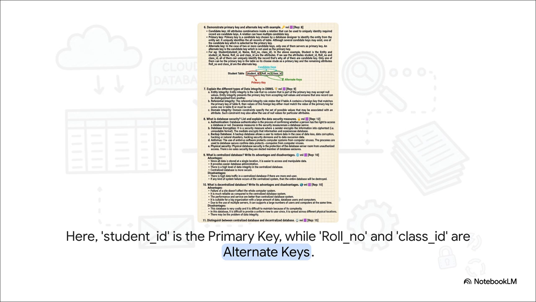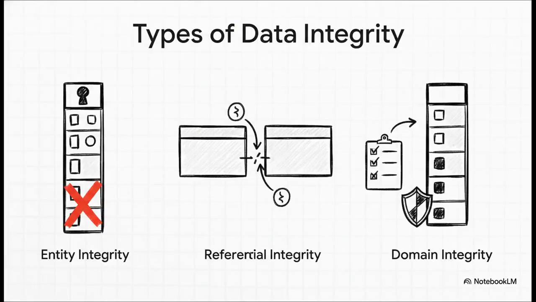As the designer, our job is to pick just one of them to be the official primary key. In this case, we chose student ID. And the other candidates, the ones we could have picked but didn't, those are now called alternate keys. So, these keys are all about enforcing something called data integrity, which is really just a fancy way of saying we're keeping our data trustworthy.